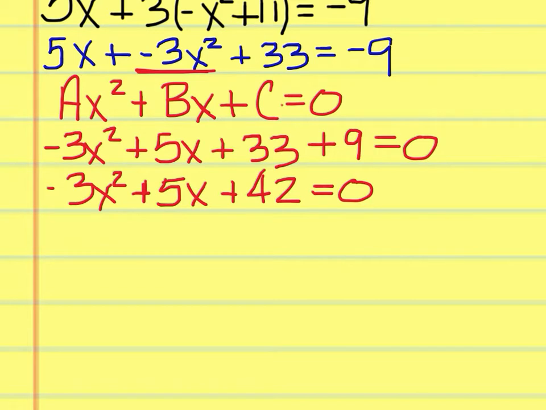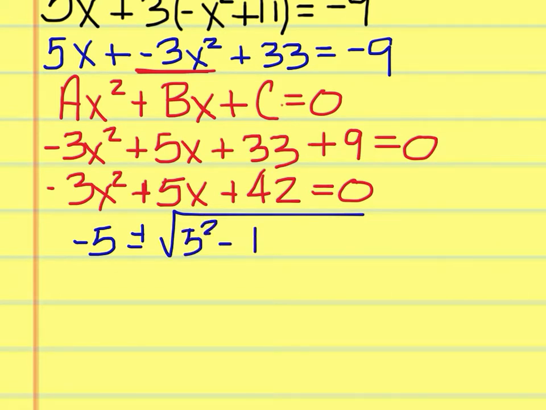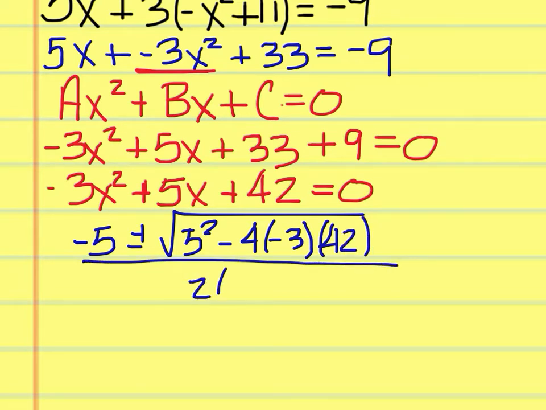Completing the square, quadratic formula, or factoring, whatever you think would be easiest for you. But in this case, I'm going to use the quadratic formula to get -5 plus or minus the square root of 5 squared minus 4 times -3 times 42, over 2 times -3.